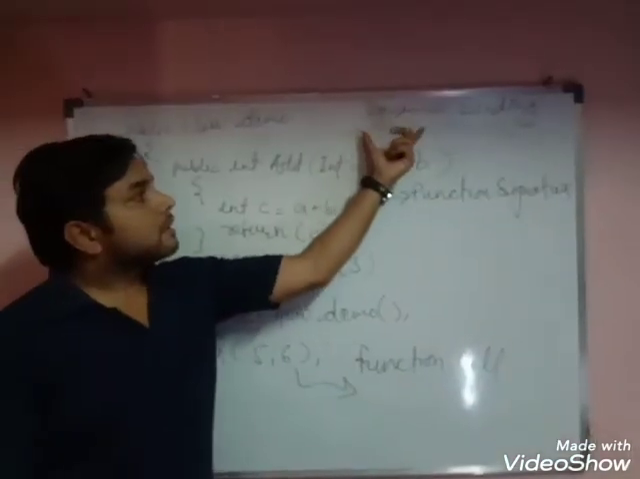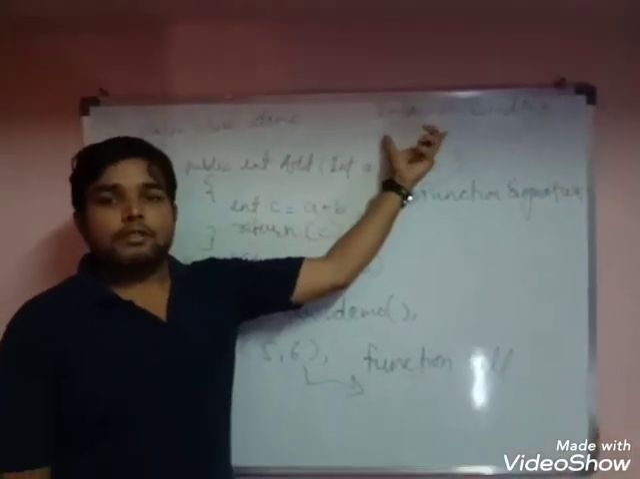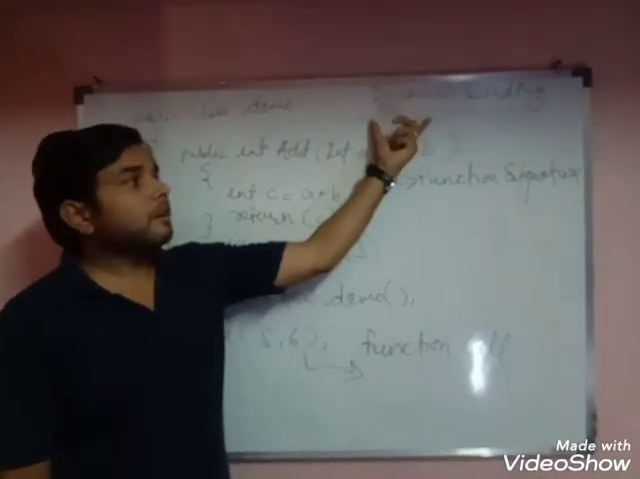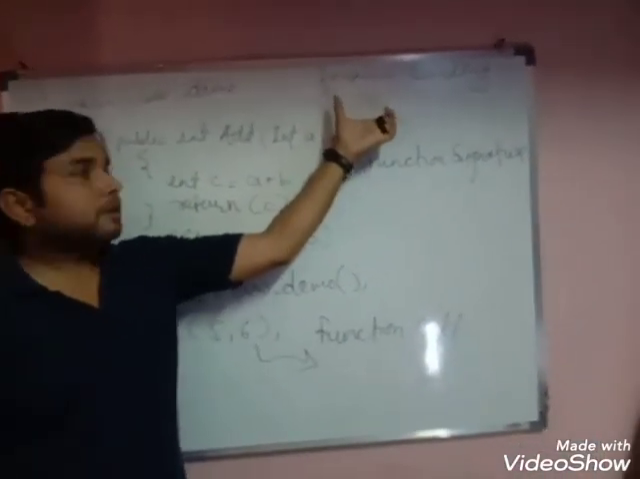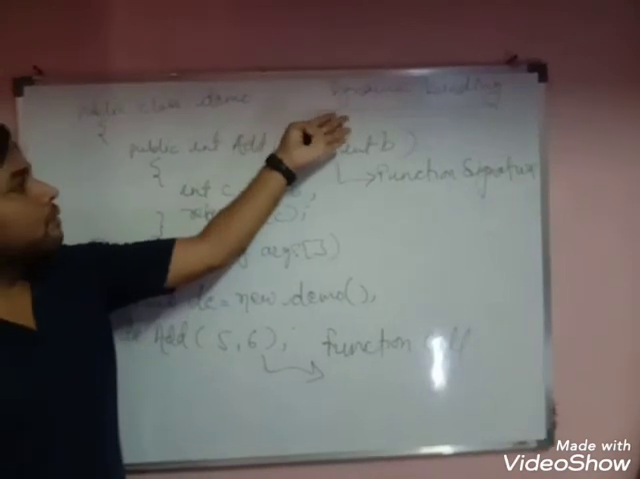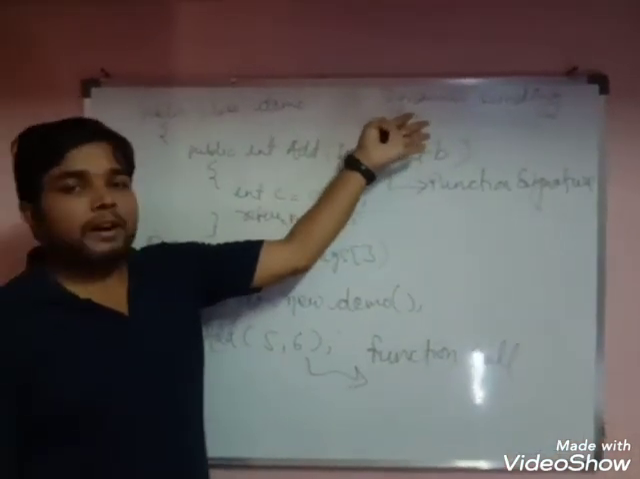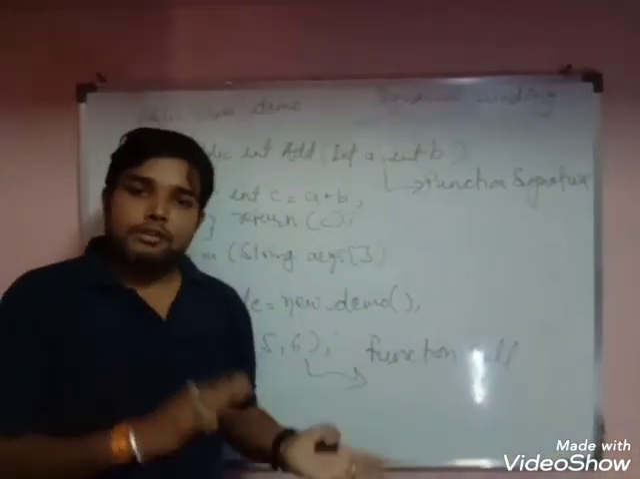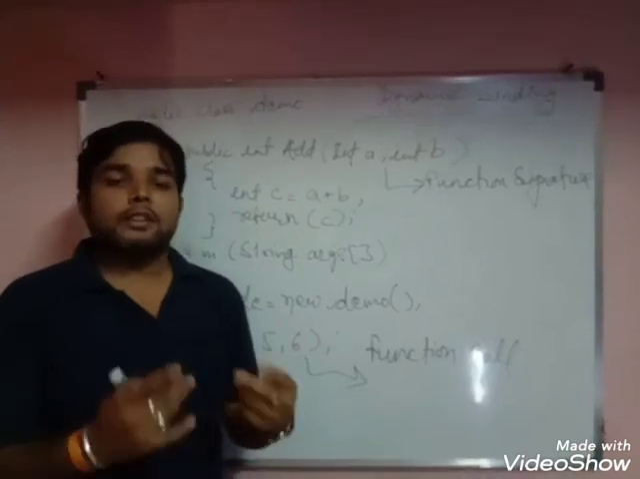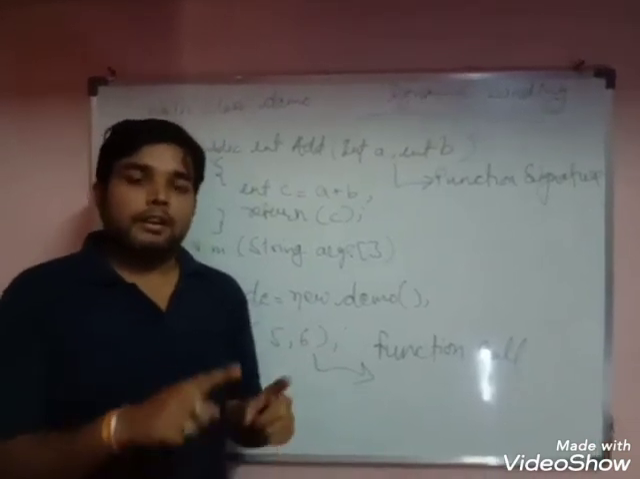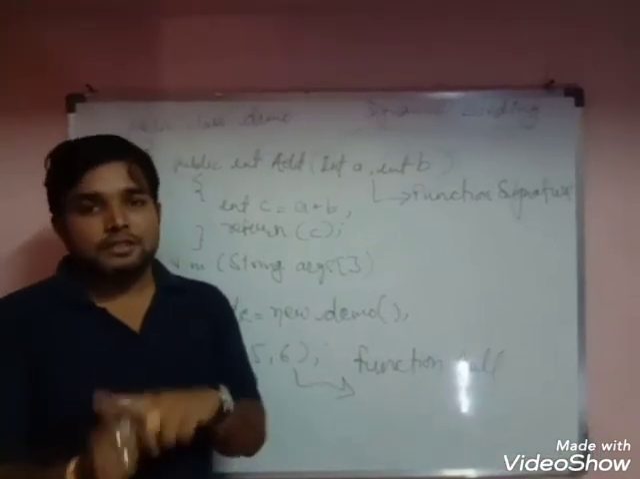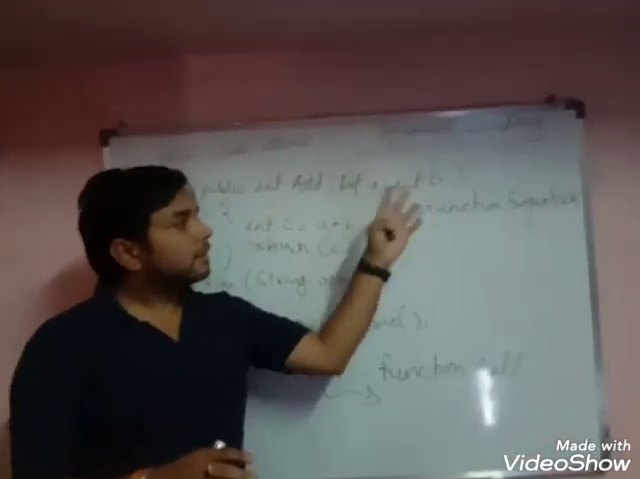Now students, this is dynamic binding. It is the last feature or concept of object oriented programming, and this is the last topic of your chapter. So you have to know what dynamic binding is. Dynamic binding means linking of function call with function signature at runtime.